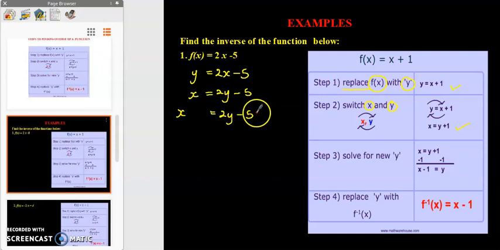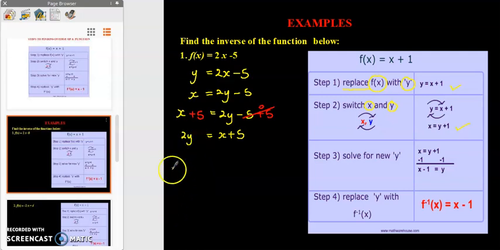But let's move the minus 5 first. Since we are subtracting 5, we have to add 5 to get rid of that 5. But whatever you do to one side, you have to do to the other side as well. So minus 5 plus 5 gives you 0, so that disappears. And so we're left with x plus 5 equals 2y. But let's switch this around and write 2y equals x plus 5. So we are one step closer to solving for y.